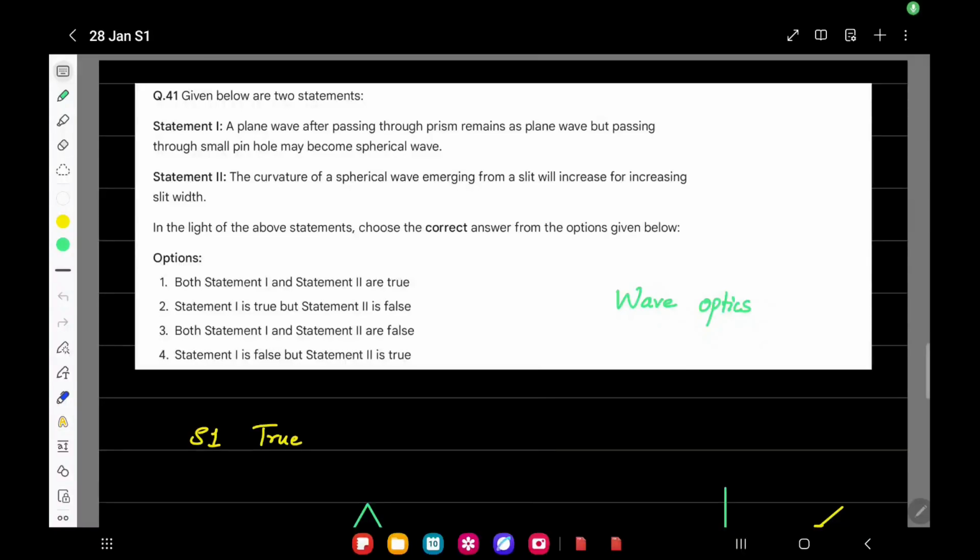Hello students, we are solving a question on wave optics. This is from 28th January shift 1 JEE Mains 2026. The question says there are two statements.